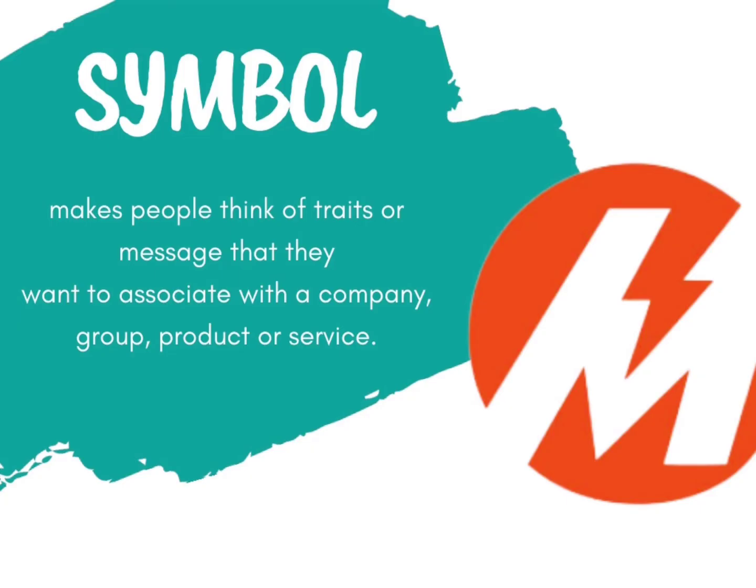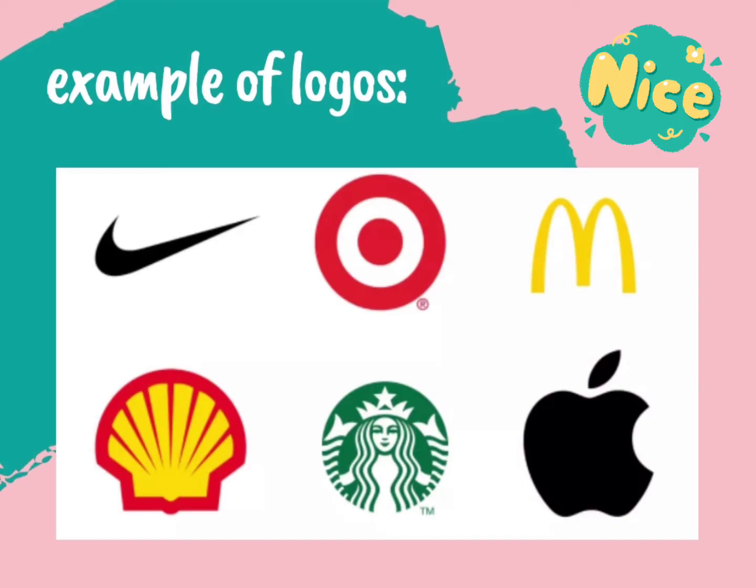The third visual element is symbol. And as you can see, there's a logo of Meralco right here. Symbol is used to make people think of traits or message that they want to associate with a company, a group, or a product, as well as their services. Look at these other examples.